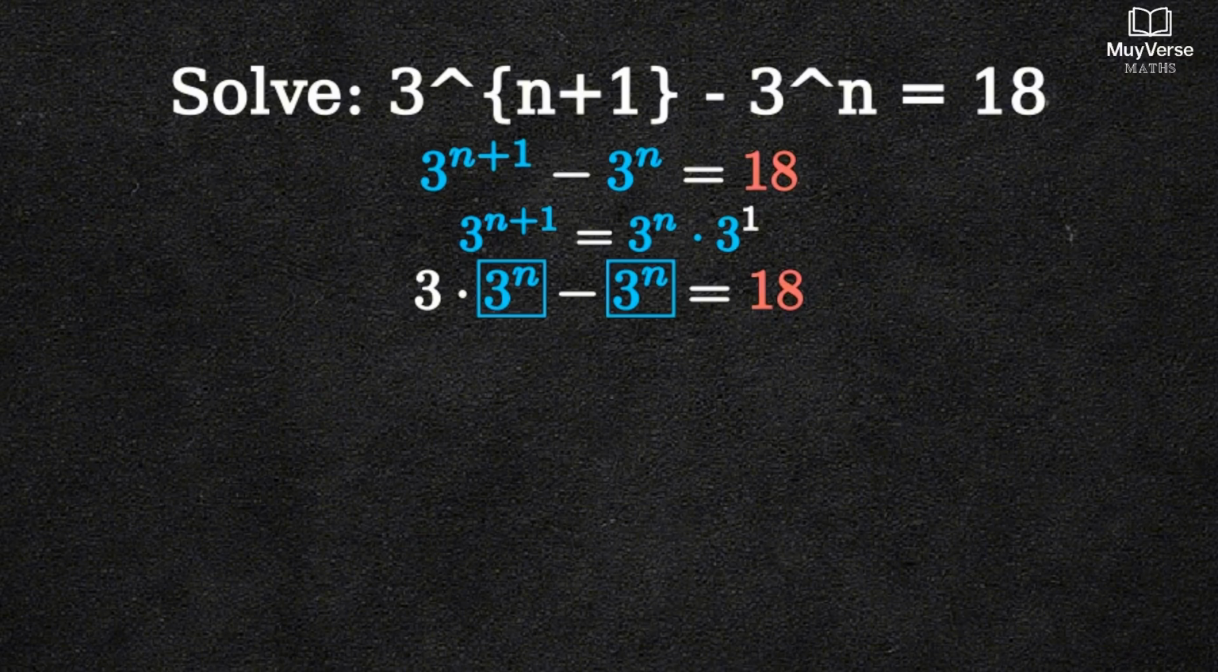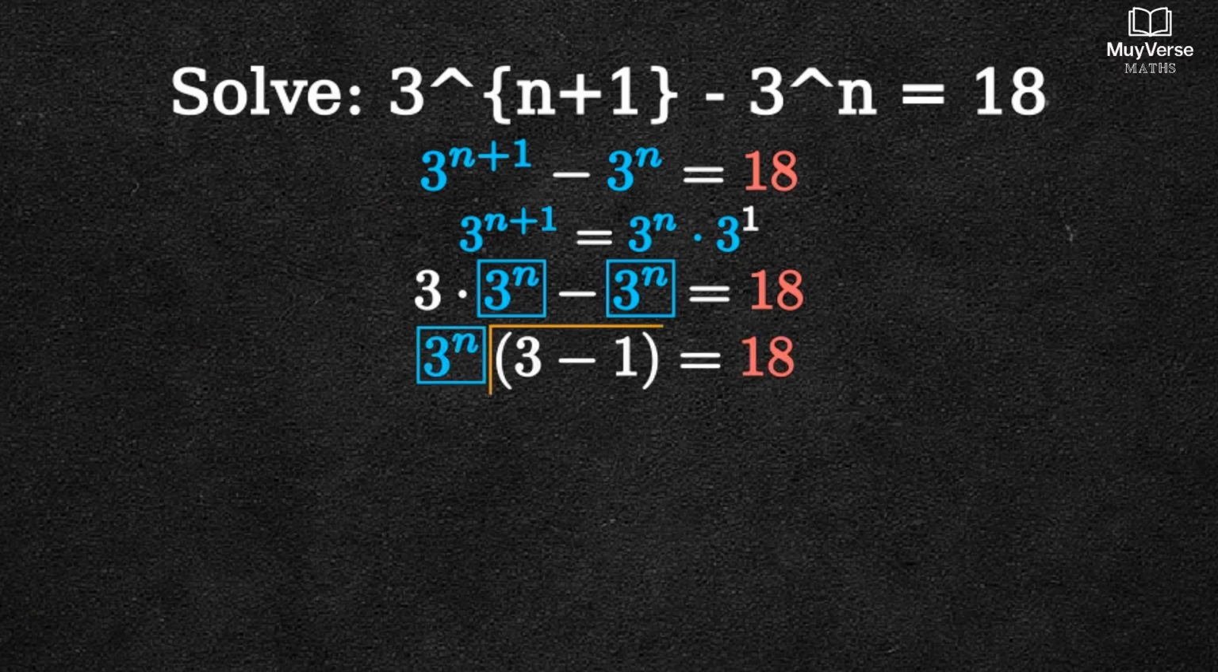Step 2. Factor out the common factor 3 to the n. We get 3 to the n times 3 minus 1 equals 18. Step 3. Simplify the parentheses. 3 minus 1 equals 2. So we have 2 times 3 to the n equals 18. Step 4. Isolate the exponential term by dividing both sides by 2. 3 to the n equals 9.